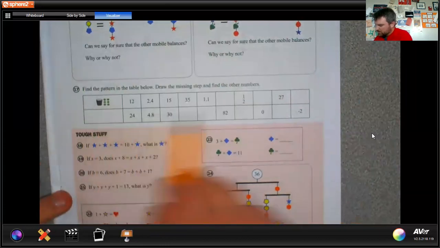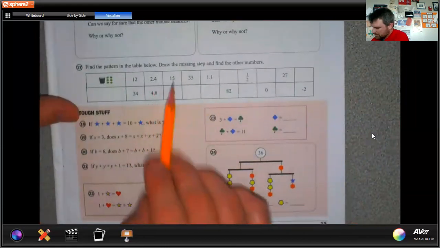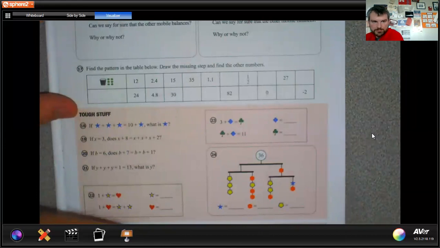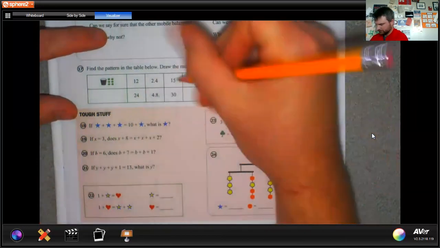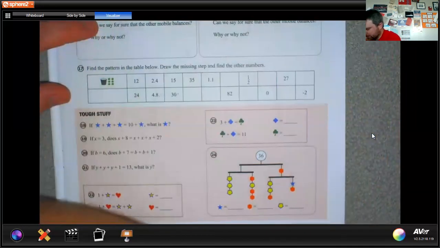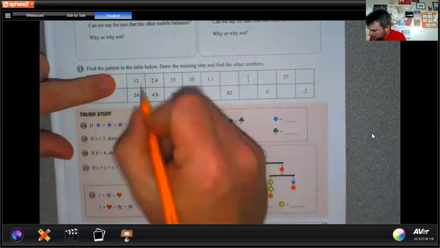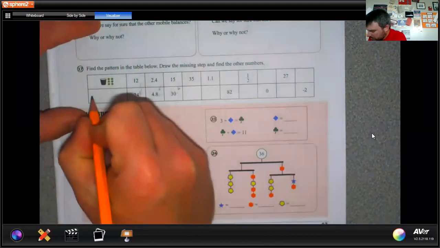Oh, this is kind of review, but you notice here, we've got some decimals and some fractions in here. Let's work through this one. So first we want to find a pattern. Look in here, I go from 12 to 24. I go from 2.4 to 4.8. 15 to 30. What is happening there? Don't really look too much at this. From here to here, from here to here, from here to here, those numbers are doubling. So we're gonna times 2.